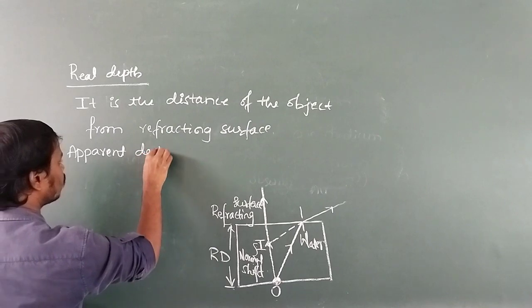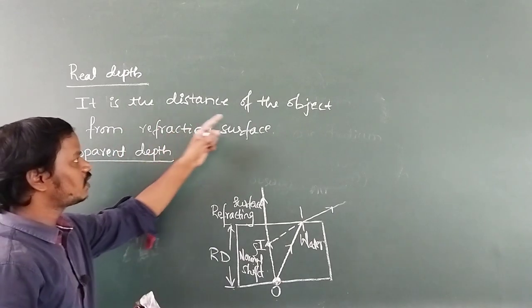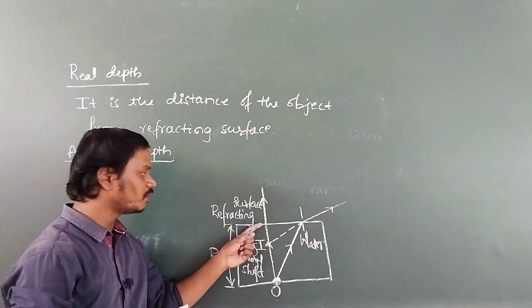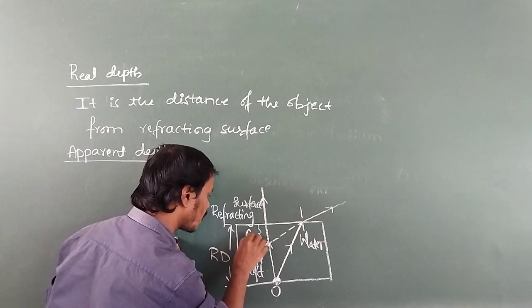Apparent depth. Then what is apparent depth? It is the distance of the image of the object from the refracting surface. So it is apparent depth, AD.